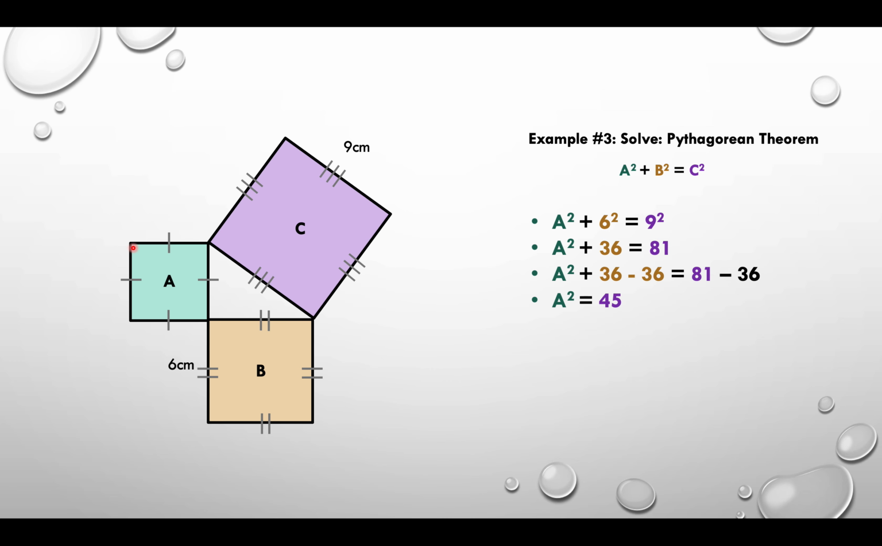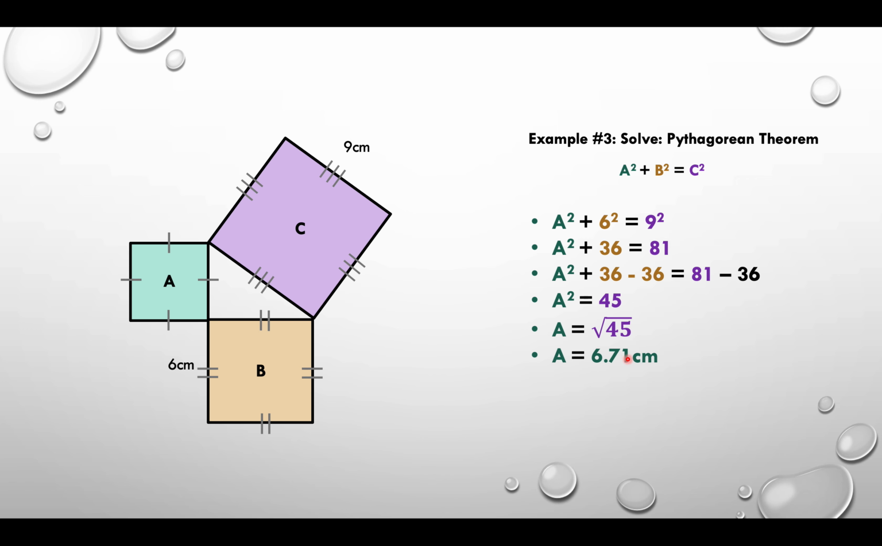Now 45 is the total area of A. Okay, we want to bring that back to what the side length is, or what it was. To get rid of the squared on A, we could square root it, kind of like doing the opposite. Instead of adding 36, we take away 36. Instead of squaring something, we square root it. So we would do that to the other side. So A would actually equal whatever the square root of 45 is. And it brings us to 6.71 centimeters, again, rounded to the hundredths.